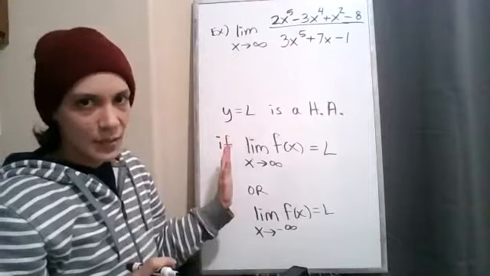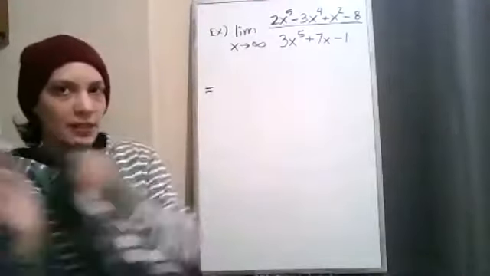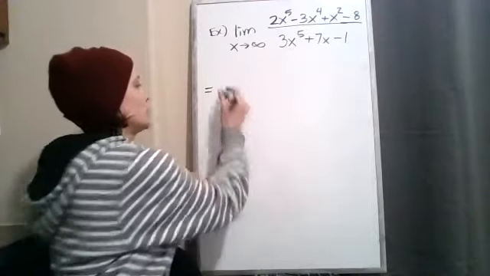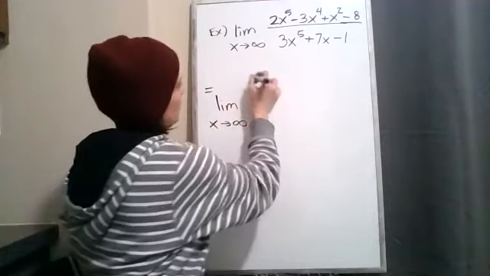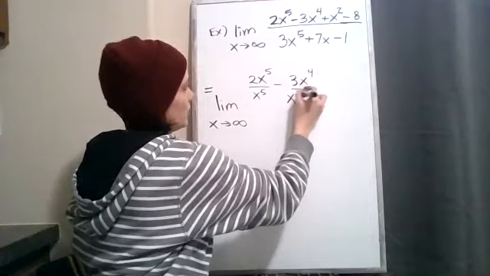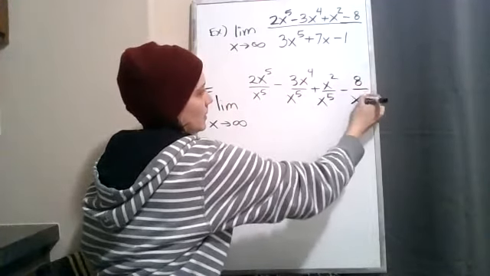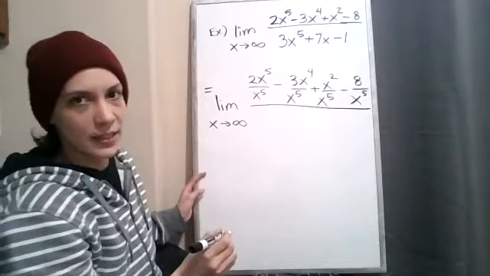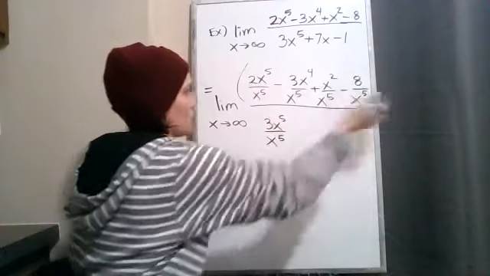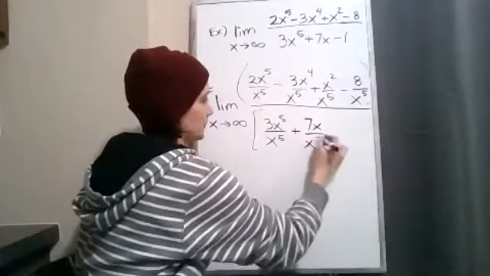And we just find the limit. All right, so one of our tricks is to find the highest power of x and divide through by that value, so x to the fifth. We'll do the limit as x goes to infinity, 2x to the fifth over x to the fifth, minus 3x to the fourth over x to the fifth, and so on. Same thing in the denominator, 3x to the fifth over x to the fifth, plus 7x over x to the fifth, and the last one.